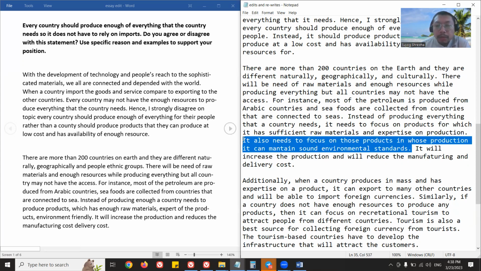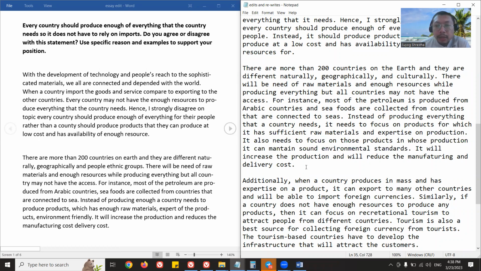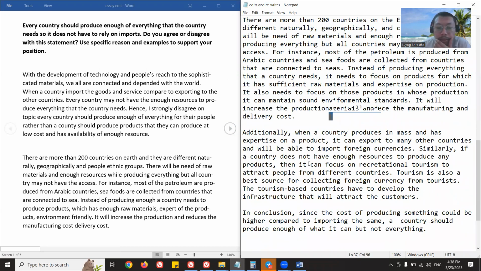Remember, मैले एउटा अलिकति flesh out गर्नको लागि थपिदिएको थिएँ है. Then it will increase the production and will reduce the manufacturing and delivery cost. Okay, सो तपाईँले screenshot लिनु होला, यो पनि लिनुहोस्, यो पनि लिनुहोस्, screenshot लिएर हेर्नु होला like कति difference छ भनेर है. Additionally, when a country produces in mass and has expertise on a product, it can export to many other countries and will be able to import foreign currencies.